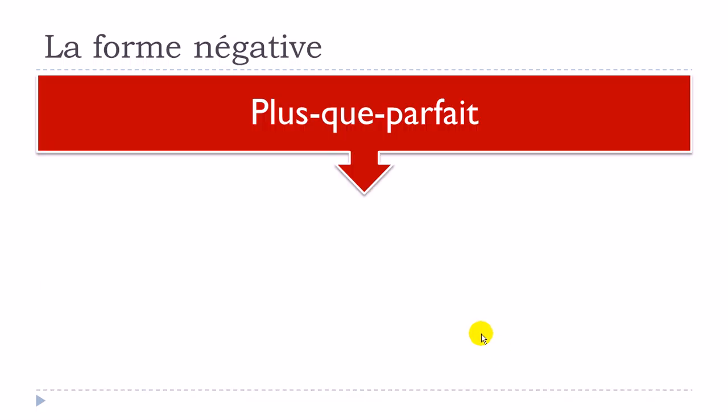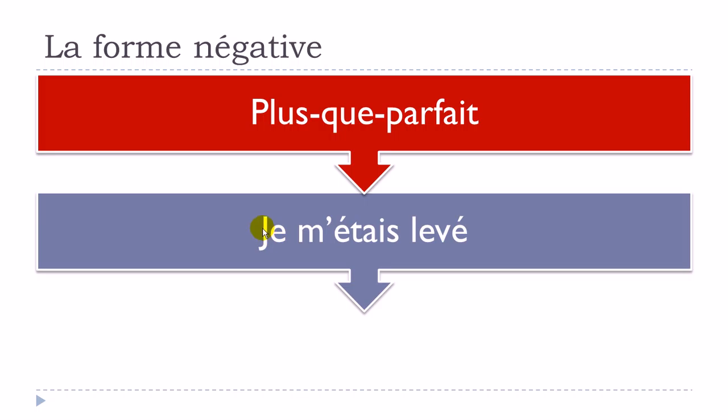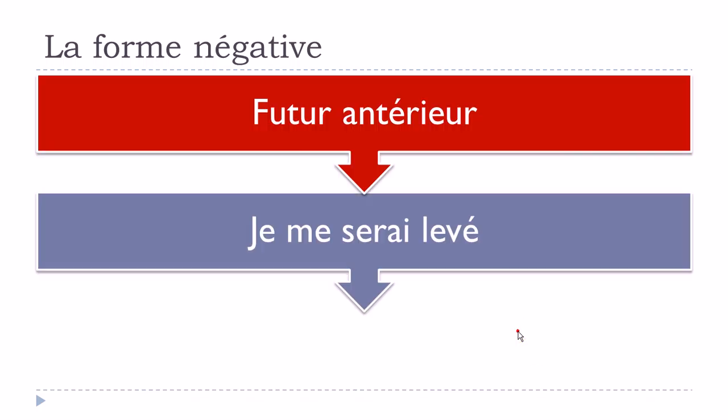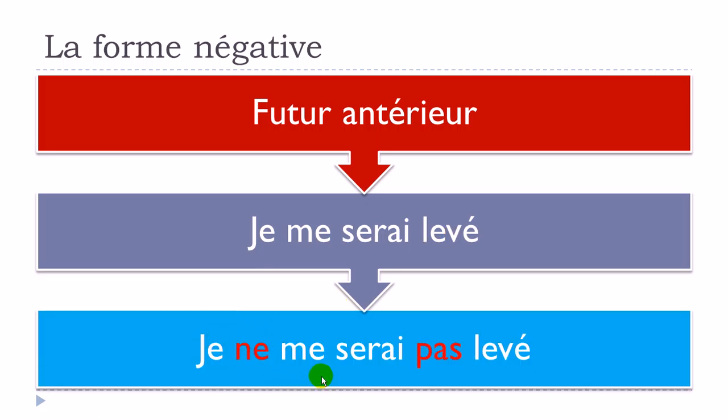Okay, plus que parfait, so another compound tense. Je m'étais levé. Well, je ne m'étais pas levé. Futur antérieur, je me serais levé. Je ne me serais pas levé. So you can see that we follow the same logic in a way, because you've got to put this ne first, and then me, and then the verb are together. Then comes the second part of the negative form, and after that you put your participe passé.